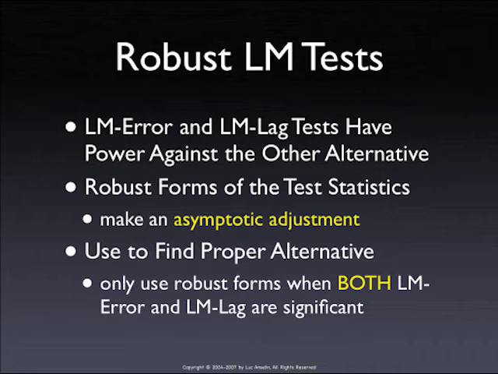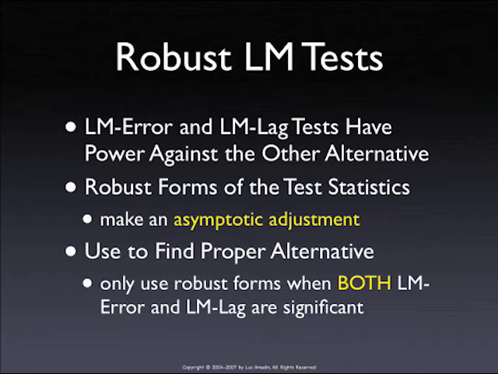So there is a way, and the asymptotics are kind of complicated. You can read up on them in the references if you're interested. But the intuition is the following, that we will take out, in some sense, filter out the effect of the other alternative on the test statistic. And then we end up with a robustified test statistic, which is, in some sense, purified of the other alternative. So these are the robust LM statistics.